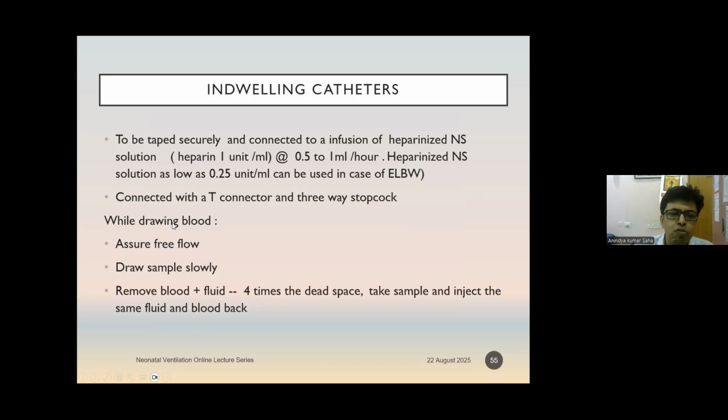And while withdrawing the blood, we have to remove blood plus fluid amounting to 4 times the dead space, which is very important. Otherwise, the solution containing blood and heparin will dilute the blood sample. And after taking the sample, we put the blood-mixed solution back into the mainstream aseptically, so that blood loss is not there.